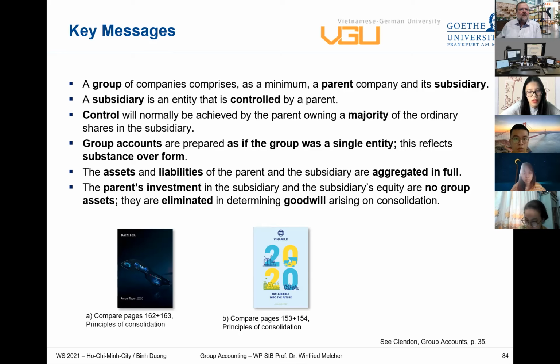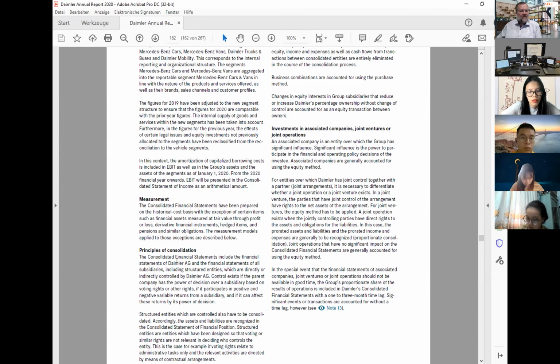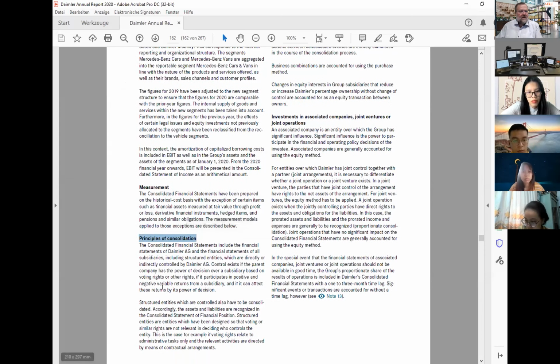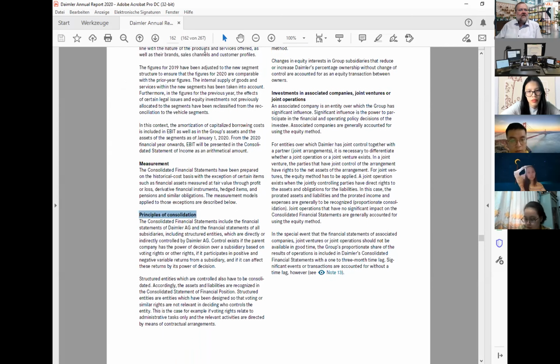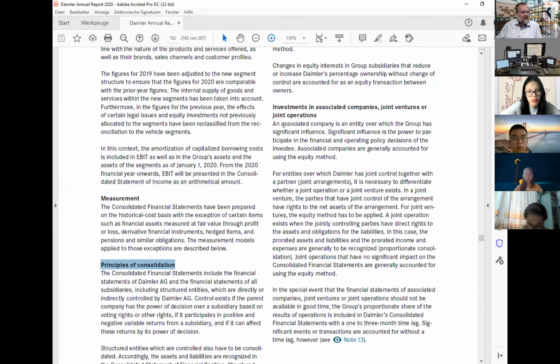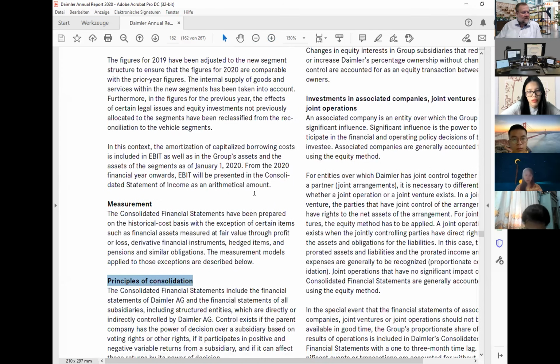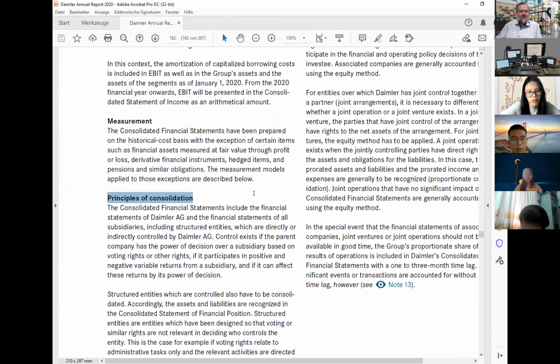And then I will open my screen. Yep, here we are. So the principles of consolidation on page 162 in the Daimler report says, well, I can maybe make it a little bit bigger so that your eyes don't get worse.